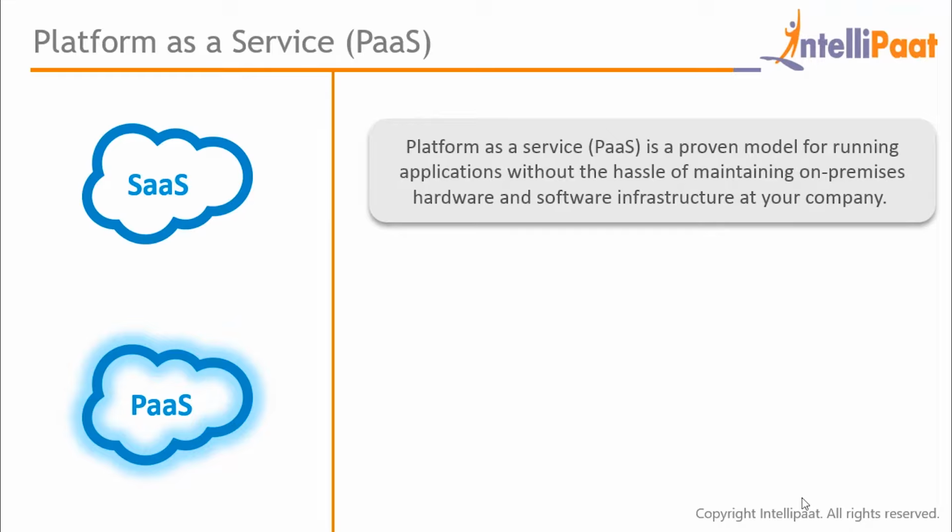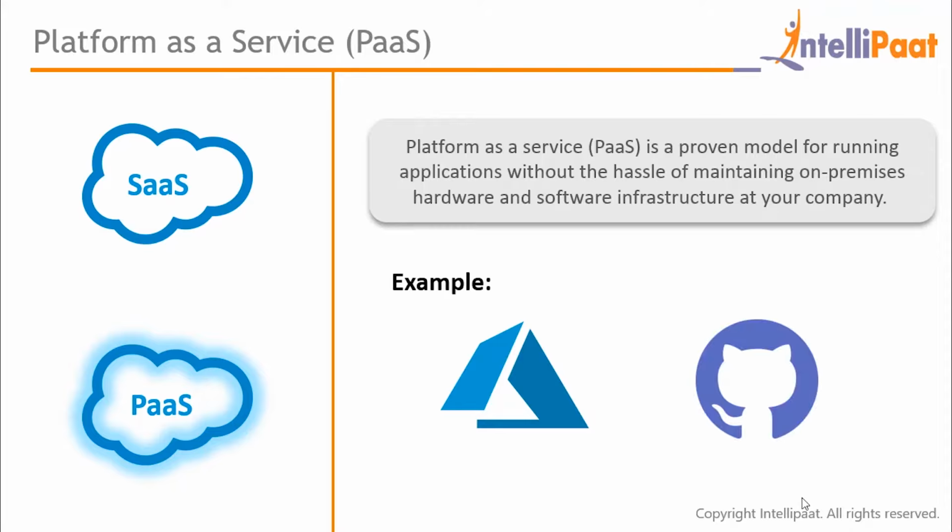PaaS is used by the developers. So the provider takes care of the underlying part of the infrastructure. So the server is taken care of, the virtual machine is taken care of. You are given predefined tools and you can use them to build your own application. Now, talking about Azure as an example, it is used for building, testing, deploying, and managing applications and services through Microsoft managed data centers. So Azure is the best example of PaaS, since you can make your own applications on Azure and deploy them. The same is true with GitHub.